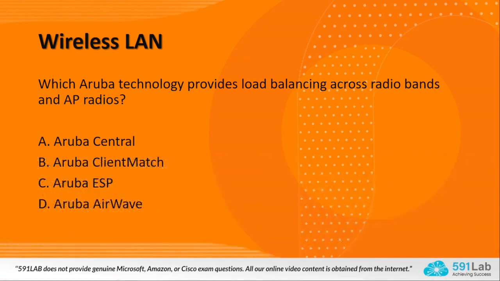Okay, so option C, Aruba ESP, Edge Services Platform. Actually, Aruba ESP is a solution model, not a technology that provides load balancing. So option C is not correct. Option D is also wrong because Aruba AirWave is an NMS. It's an on-prem network management system. So option D is wrong. So the correct answer is option B, Aruba Client Match.